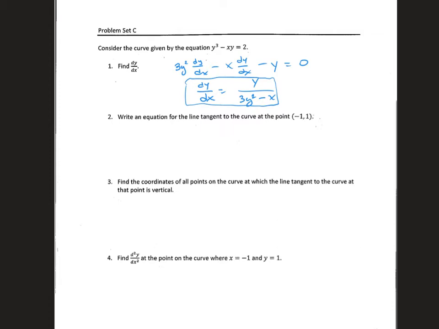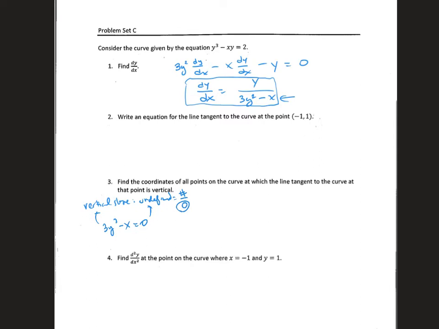All right, now for part 3, find the coordinates of all points on the curve at which the tangent line to the curve at that point is vertical. So a vertical slope is undefined. And you get an undefined number when you get a number divided by 0. So what we're really looking for is for the denominator of my slope, which is that 3y squared minus x, equals 0. Now that will imply that the slope that I get is undefined.